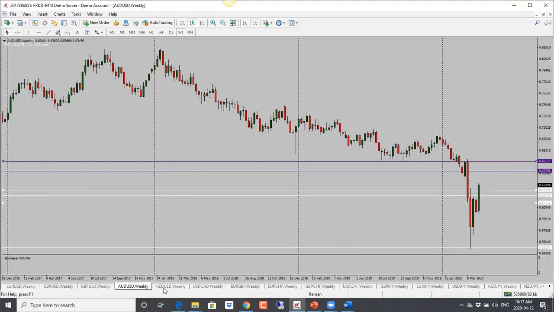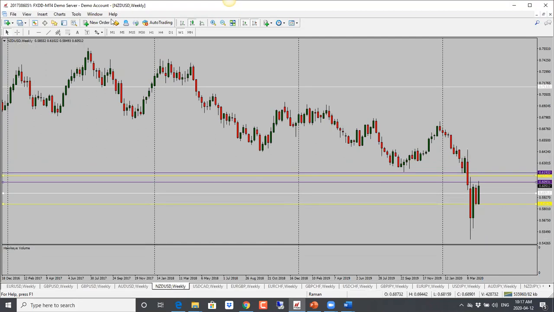I'm having a hard time without my arrows or my drawing tool here. Okay, so next one, looking at the New Zealand dollar.